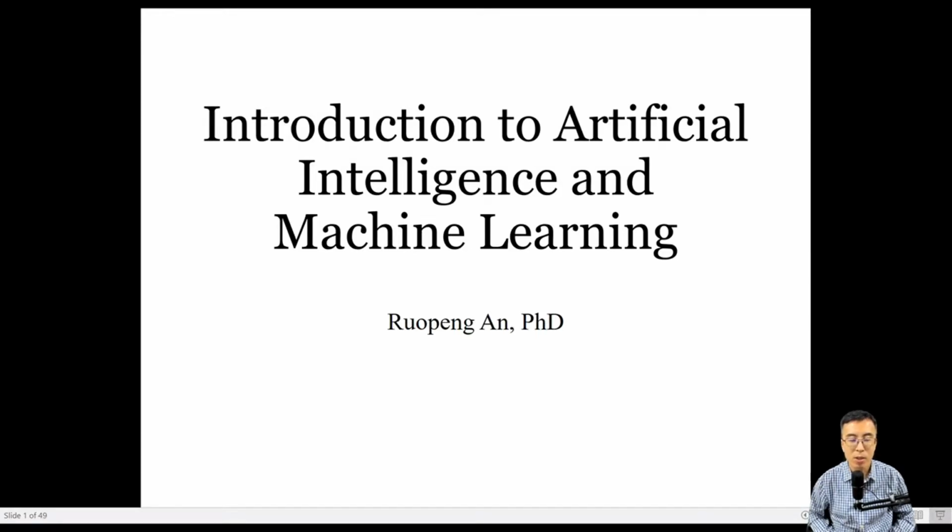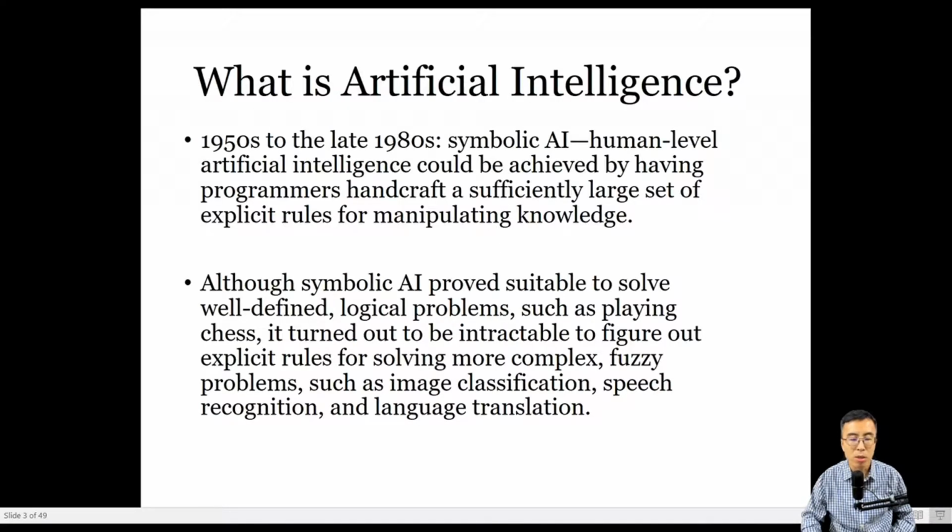Let's dive into the introduction to artificial intelligence and machine learning. So first of all, what is artificial intelligence? In the 1950s to the late 1980s, we had a symbolic AI, which believed that human-level artificial intelligence could be achieved by having programmers handcraft a sufficiently large set of explicit rules for manipulating knowledge.